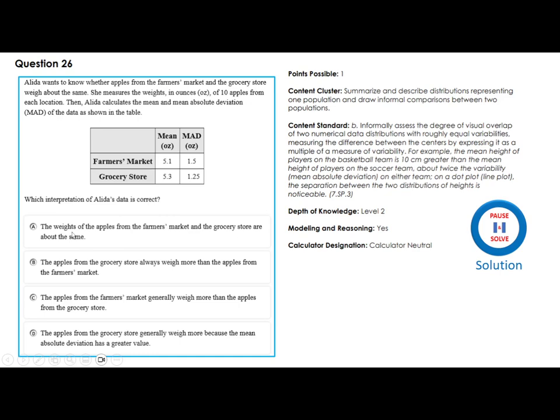The weights of the apples from the farmer's market and the grocery store are about the same. I would say the same. I would say that that's a good answer. Okay, so let's wait to decide about it later. Let's look at B. The apples from the grocery store always weigh more than the apples from the farmer's market.